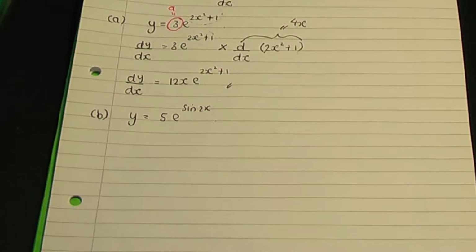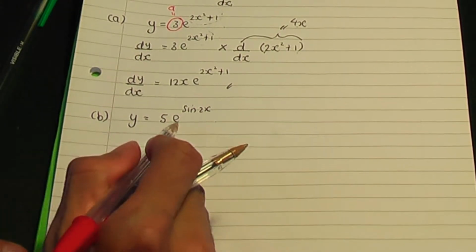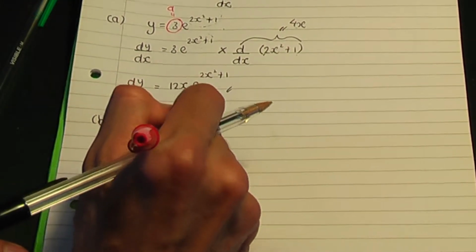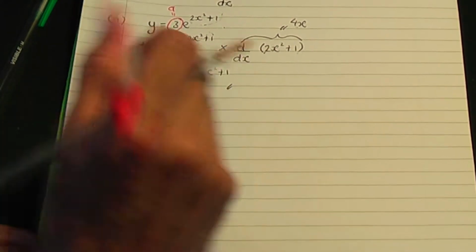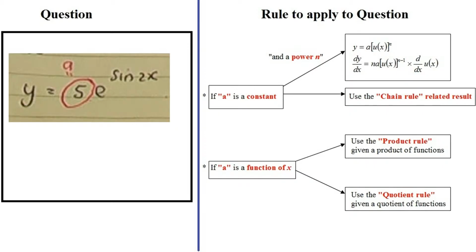So let's think about this one. The term in front of the function, the exponential, is 5. So that is our a, say. A equals 5. 5 is a constant. We can use the chain rule related result.